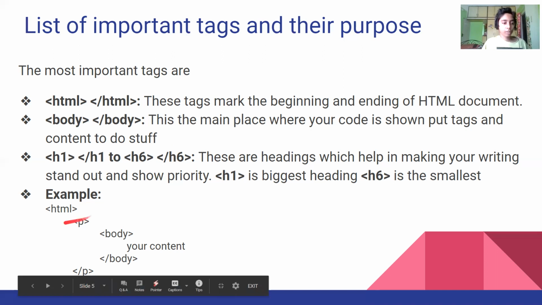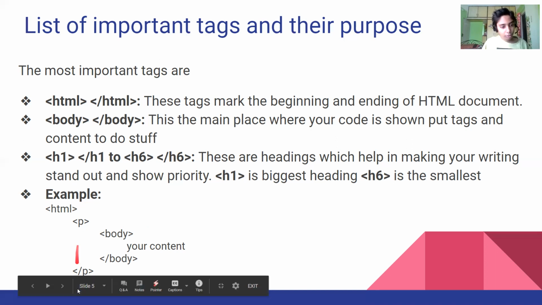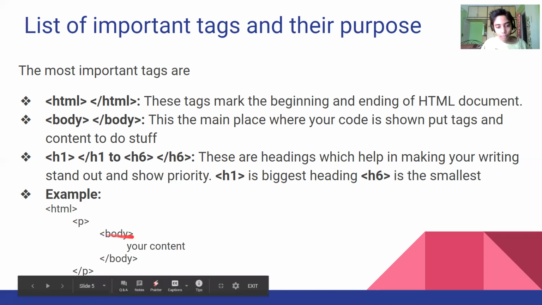So this is how you write code in HTML. This is called indentation. What you're supposed to do is called nesting, because you're putting content inside of content. This is HTML. This is the p tag, also known as the paragraph tag. Body, body. Your content, then slash p. I'm going to just call it slash p, otherwise it's going to be wordy, and then you'll get slash HTML.